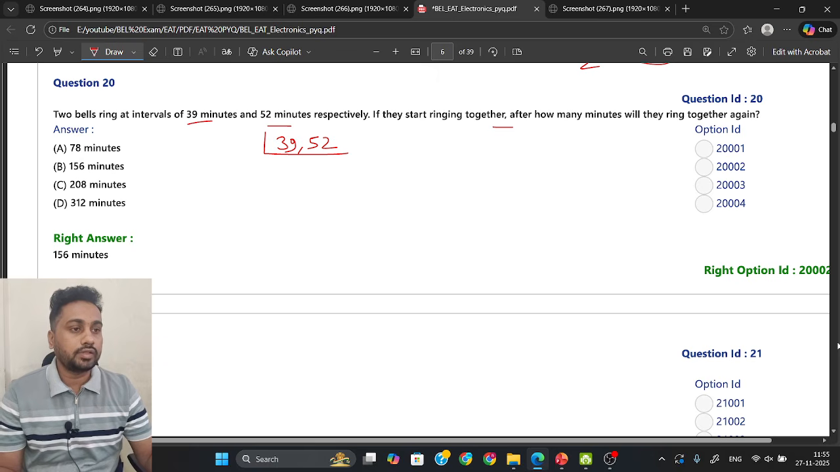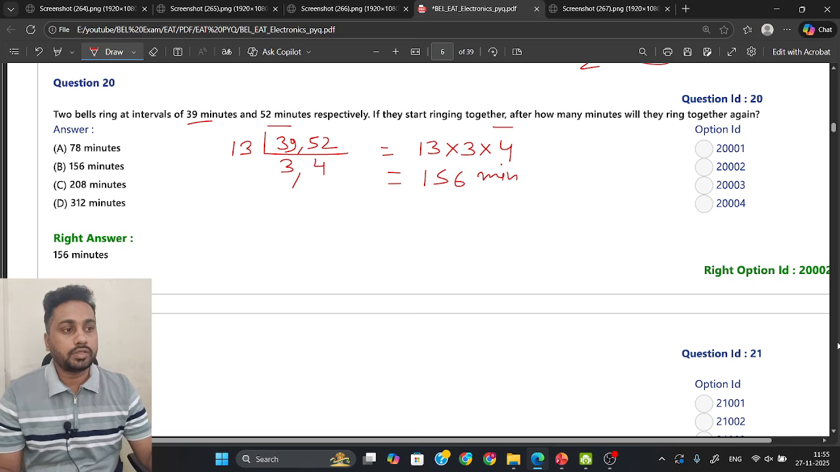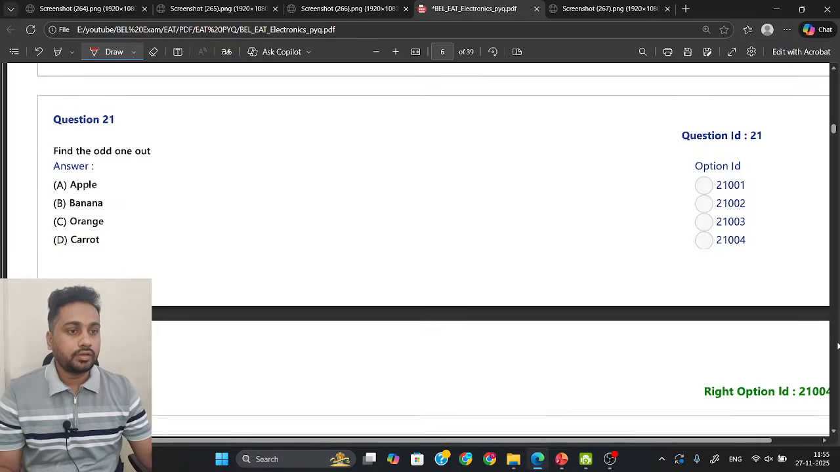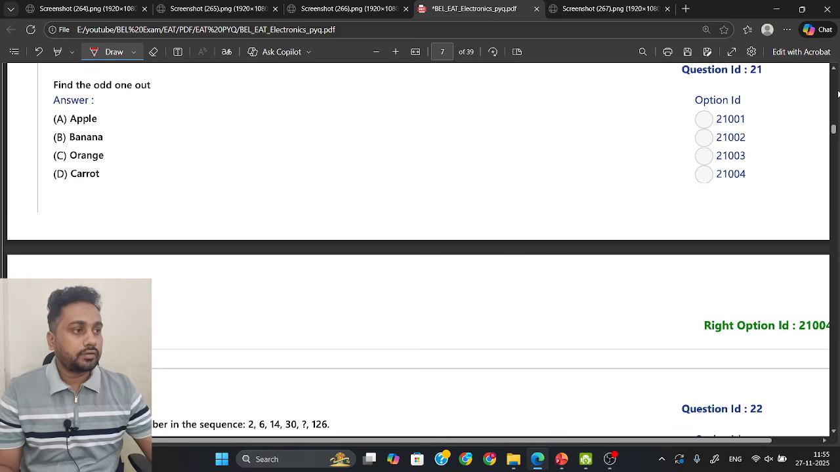If you take LCM, so from the 13 table you can calculate this is 3 times, this is 4 times. So it will be 13 into 3 into 4, that is your 156. So after 156 minutes they are going to ring. After 156 minutes. Option B is your right answer. Okay, now we'll start reasoning.